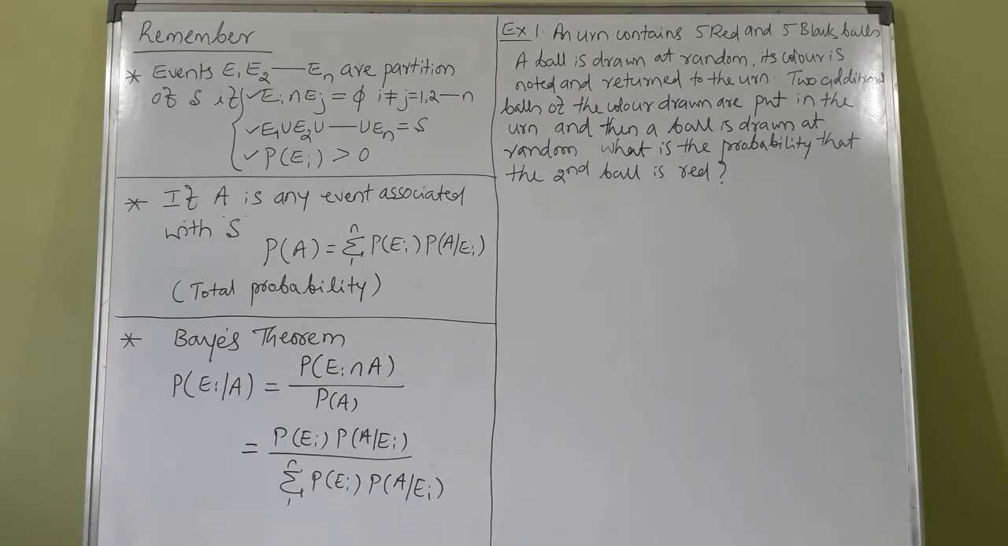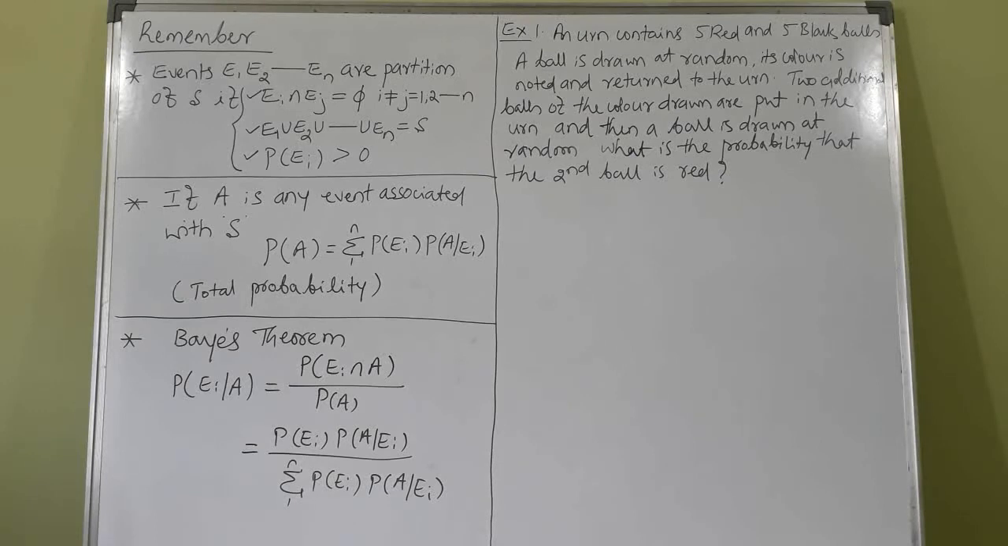Events E1, E2, ..., En are said to be a partition of the sample space S if Ei intersection Ej is the null set, E1 union E2 union and so on up to En is the sample space, and probability of Ei is positive, non-zero.